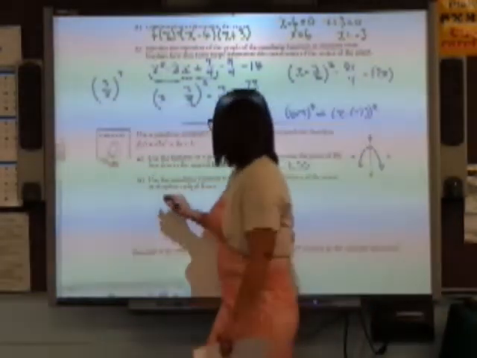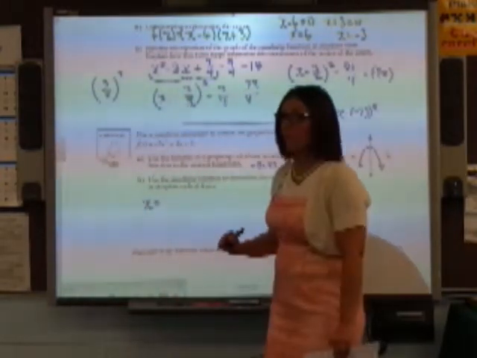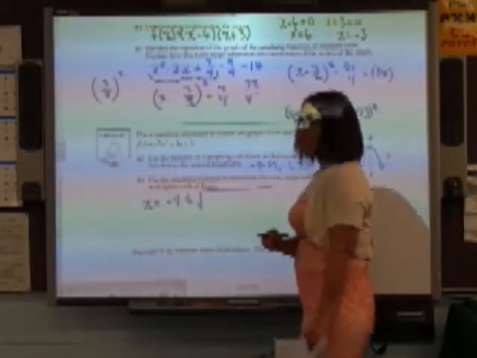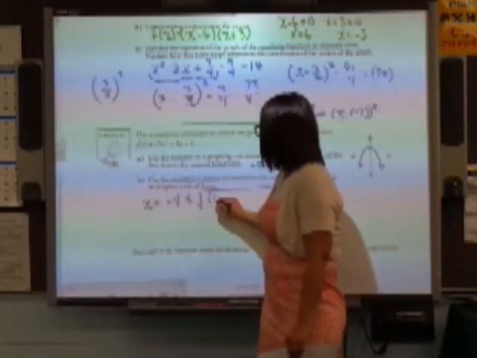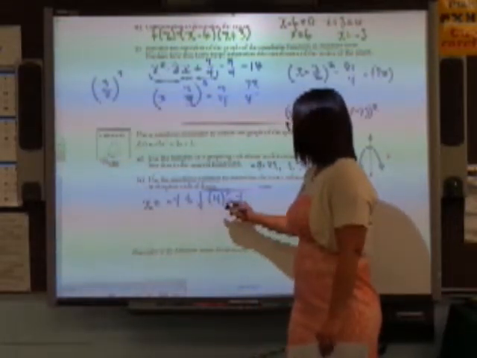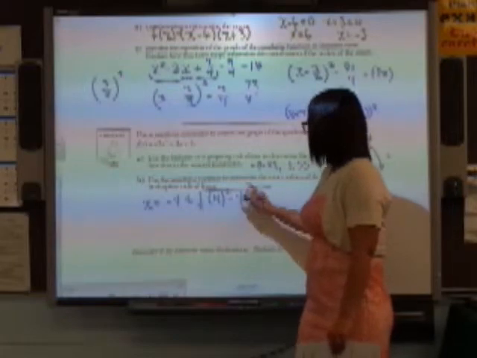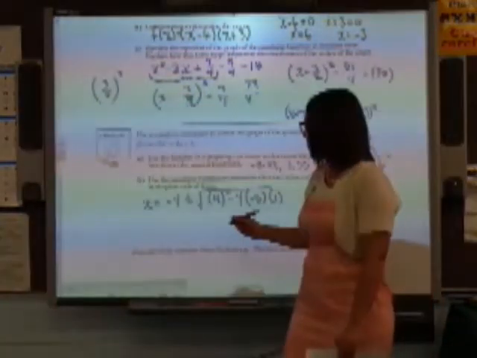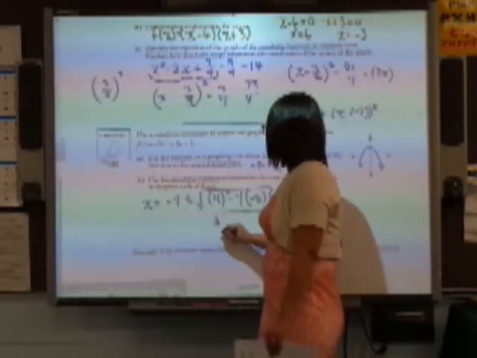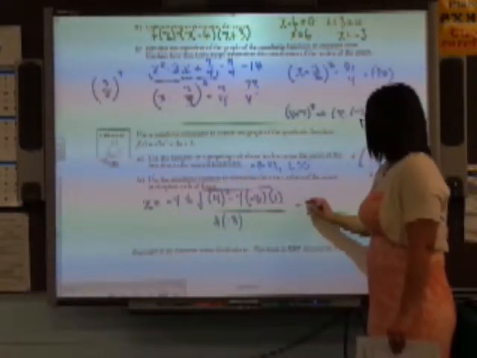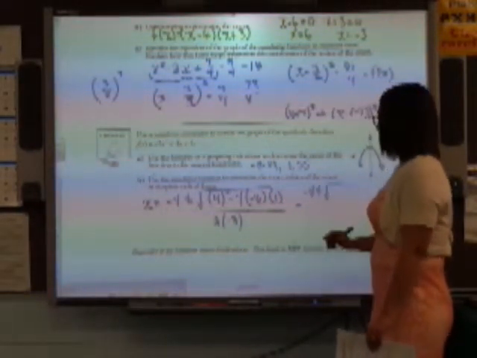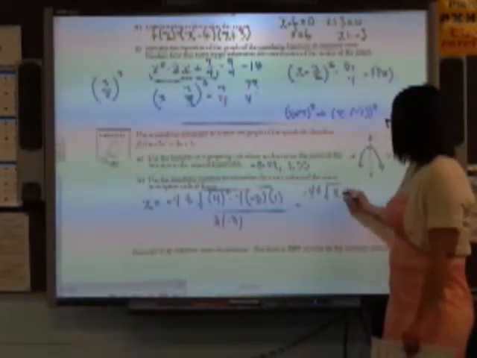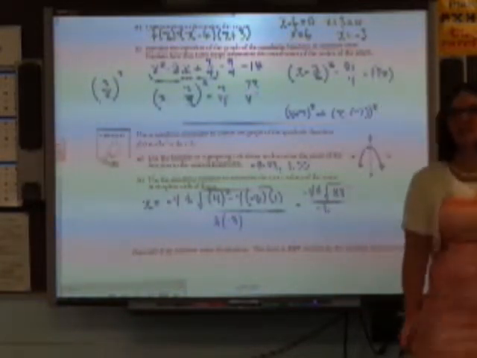So my quadratic formula is x equals negative b. So b is 4. So negative 4 plus or minus the square root of b squared minus 4ac. So the a, b, and c come from the general form of the quadratic equation. All over 2a. So we get negative 4 plus or minus the square root of 16, and then this is 12. So 16 plus 12 is 28 over negative 6.